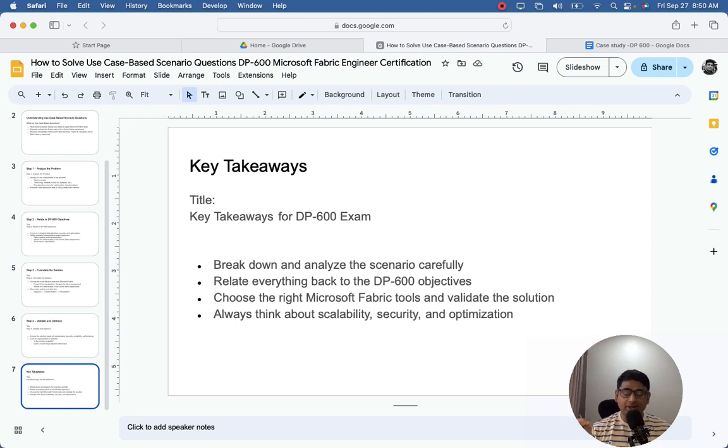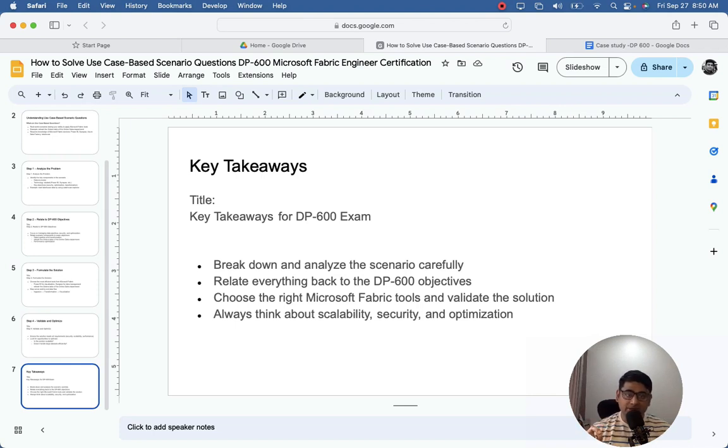Then whatever you read in your DP-600 lesson from Microsoft Learning, make sure you try to relate that. Every question for the case based, it may be related to your imaginary company, is related to a Microsoft Fabric concept. So try to relate what you are reading. Then choose the right Microsoft Fabric tool. Okay, this is very important.